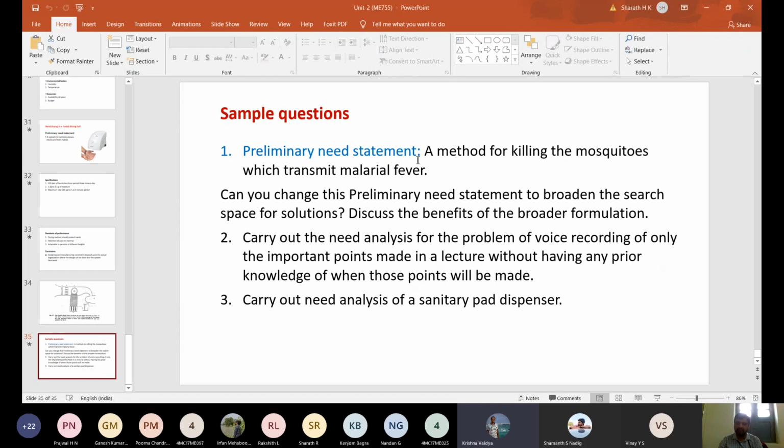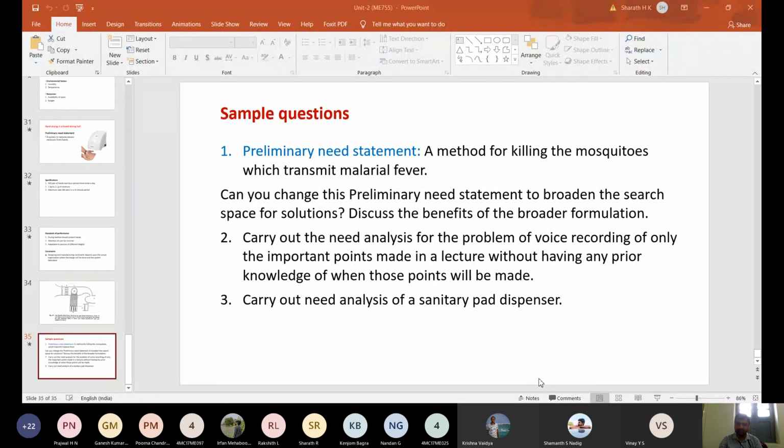Okay, so the problem with this statement is that here they are specifying a method to solve the problem, that is, killing the mosquitoes. To solve the mosquito problem we have many options. You may make use of mosquito coils, or bats, by using which you kill the mosquitoes. At the same time, you can go for spraying some chemicals, or you can avoid keeping water in an open space. There are many methods.